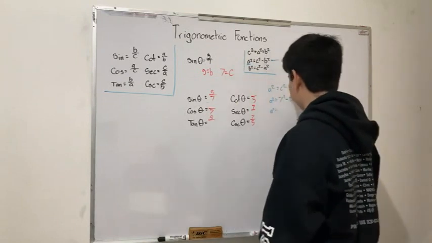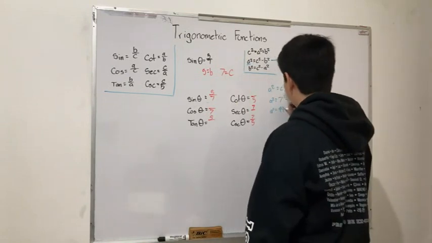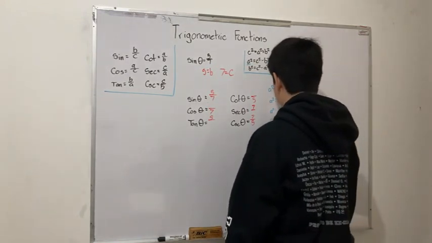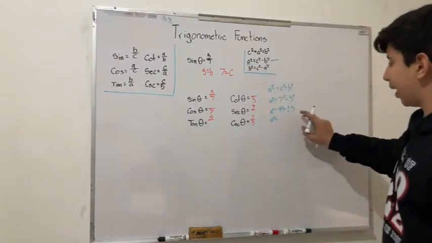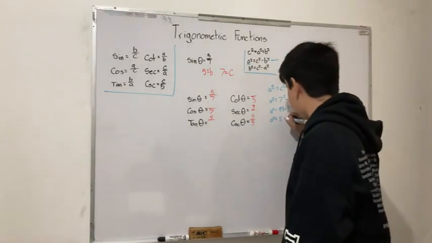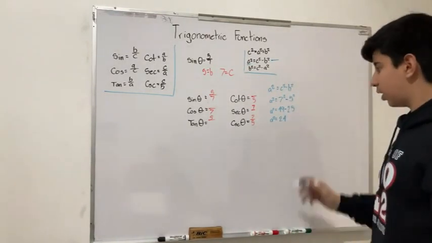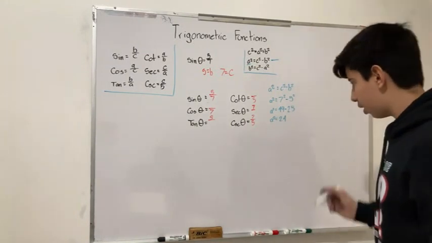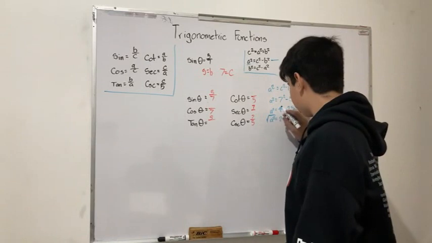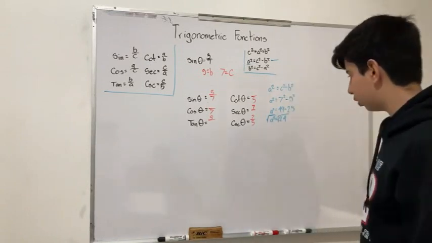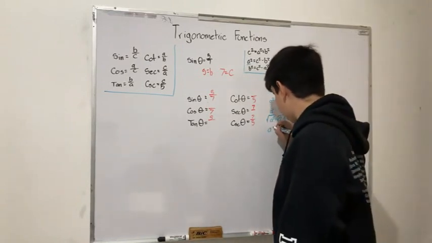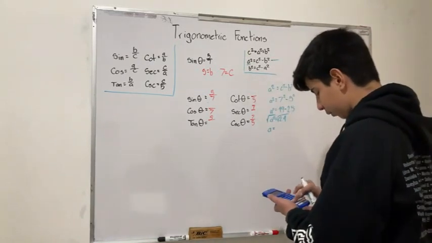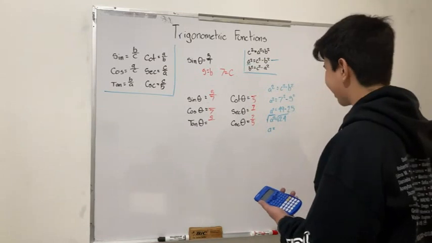a squared equals 7 times 7, 49, minus 5 times 5, 25. So 49 minus 25 is 24. Only that with this, we only know that 8 times 8 is not equal to 24. To solve this even further, we use the square root. Now we know that a equals the square root of 24, only that it isn't exact.